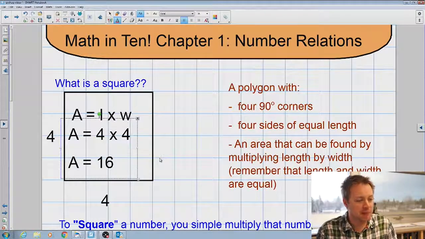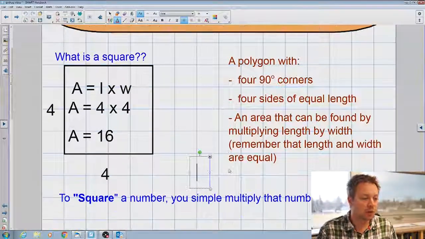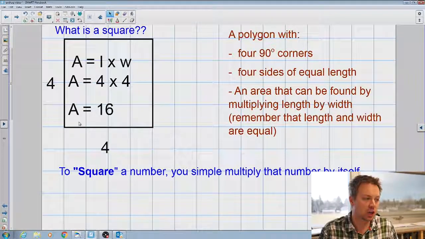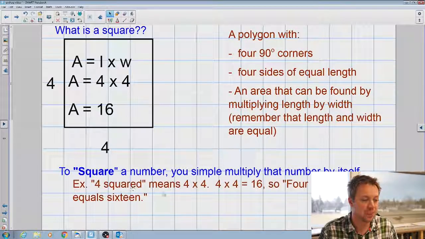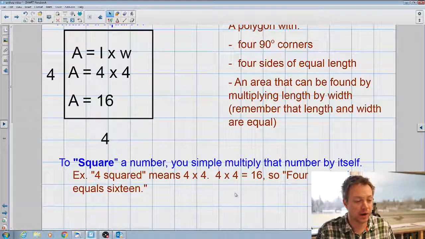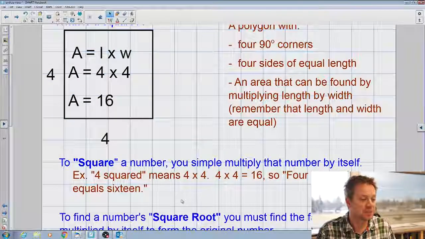So if we keep that in mind, when we square a number, we're actually really just multiplying it by itself. So for example, literally I can take the number 4 and draw a square out of it, but what that means is it's 4 times 4. So 4 times 4 is 16, or 4 squared equals 16.